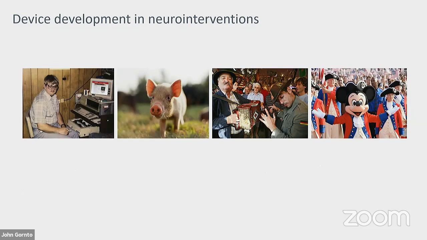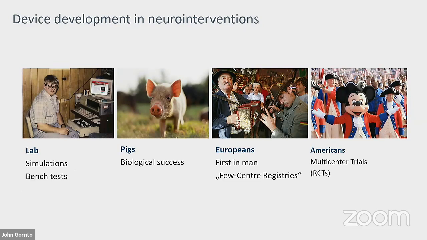This is how I see the product development in neurointervention. Typically, the design comes from some engineers doing bench testing. Then we have the pigs. Then we have Europeans. And finally, we have the Americans. And that's why I'm here, I suppose, because we are exposed to newer, maybe more risky technology. And sometimes I'm able to present some interesting information. I learned yesterday that in between there seem to be the Australians, but that is beyond me.